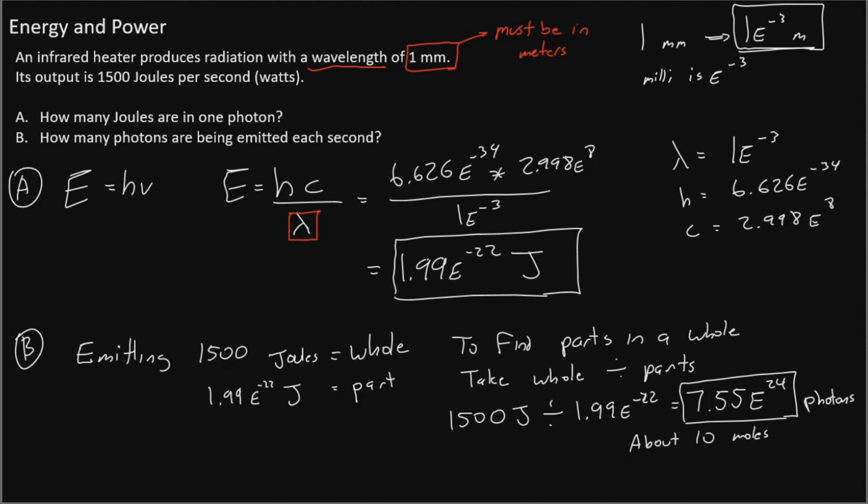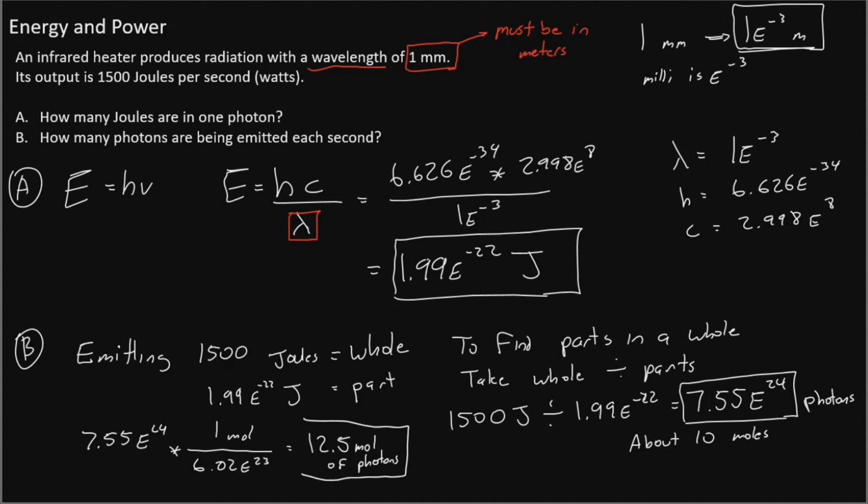If you did want to find the number of moles of photons, all you would need to do is take the 7.55 times 10 to the 24 and divide by Avogadro's number. This will give us 12.5 moles of photons. So slightly higher than what we predicted a moment ago.